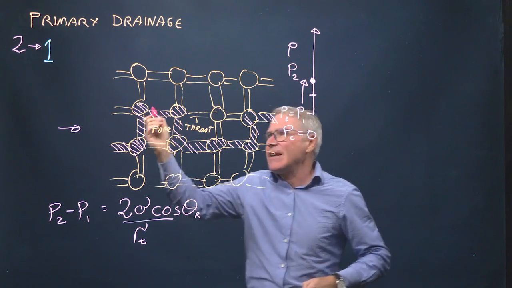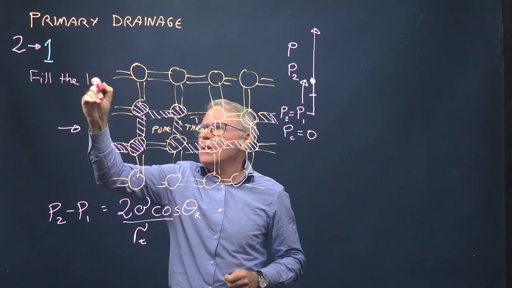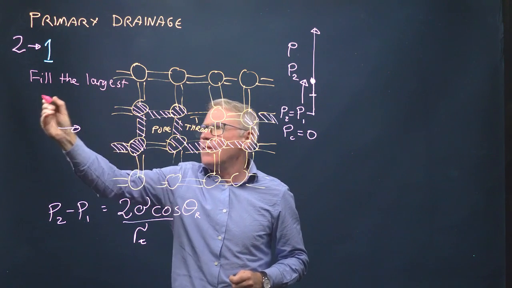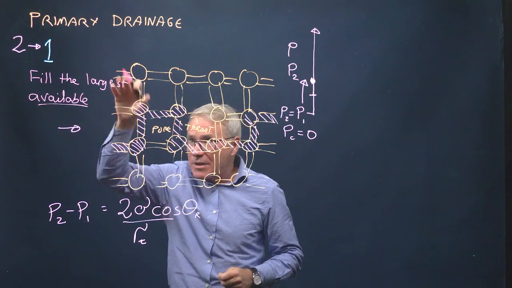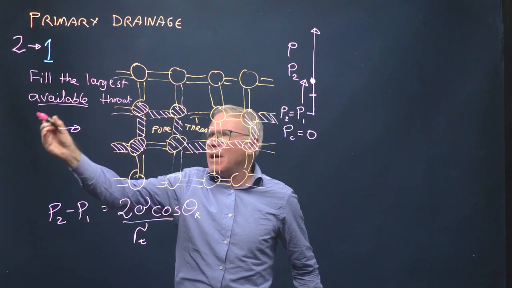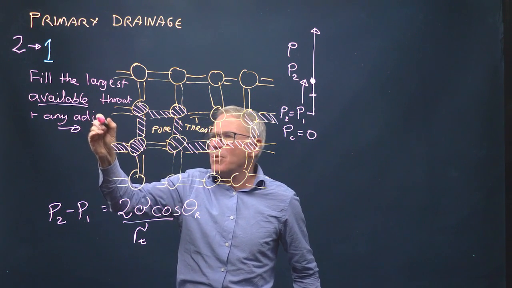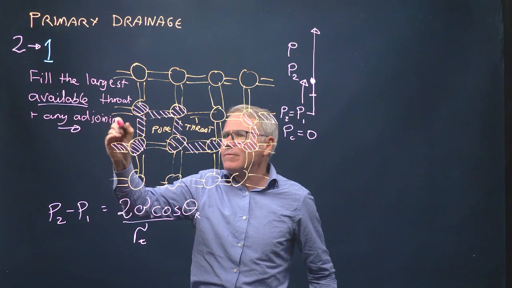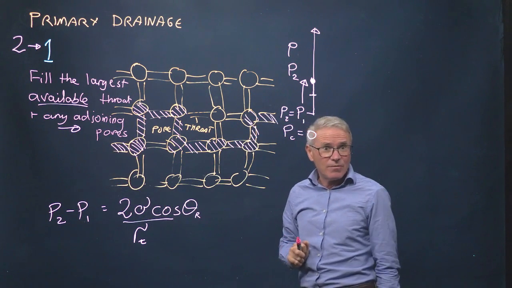So if you're always filling, you fill the largest available, right? And available means connected to the inlet, available throat, and then plus any adjoining pores, because the pores are always larger, right, than the throat by definition.